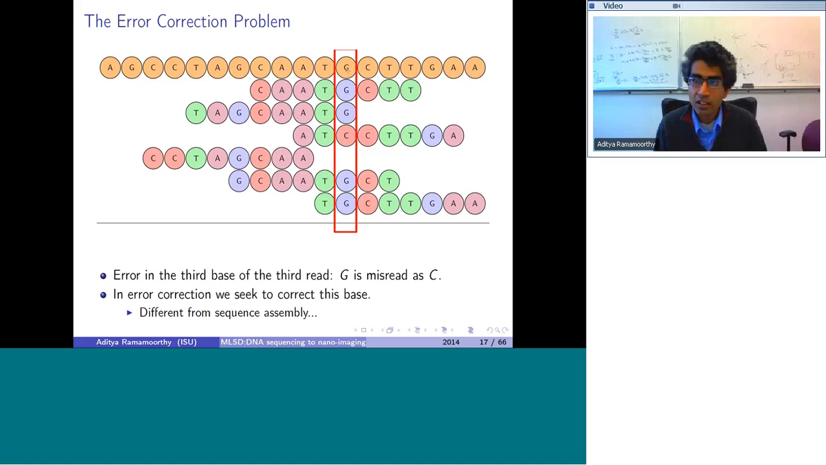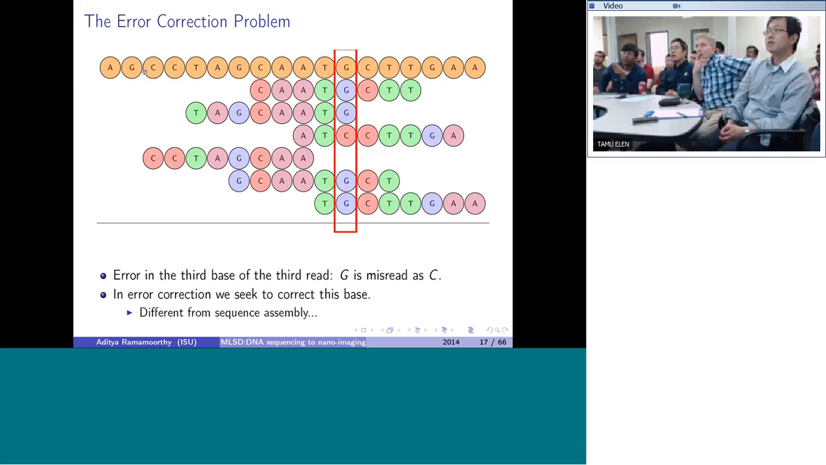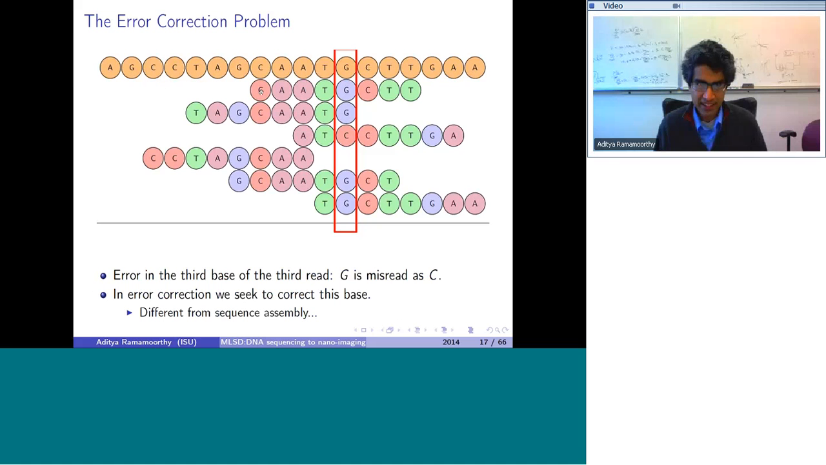I'm sorry? Do you know which direction you are facing? As in your reads, is there directionality given? This is directionality. So this is the left side of the read and this is the right side of the read. Yes, you know that directionality.